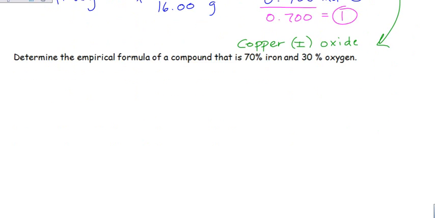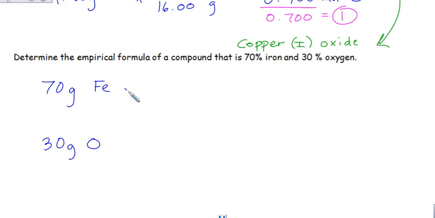I like this one. Very similar. Copper is now switched for iron. 30% iron, 70% iron, 30% oxygen. Now the only thing I don't like about this problem is that you're not given a lot of sig figs to work with. I'll get over it. So let's say 100 gram sample so that I have 70 grams of iron and 30 grams of oxygen.